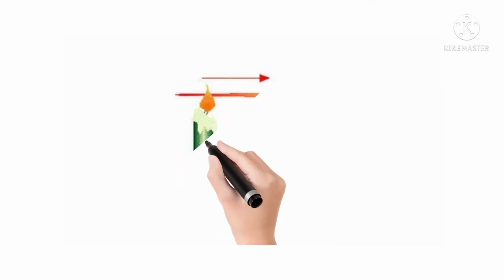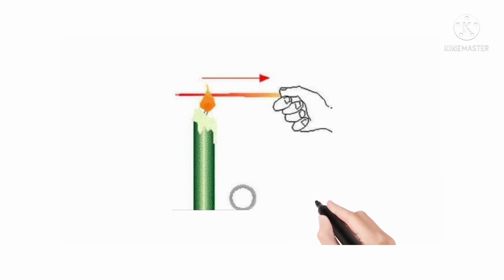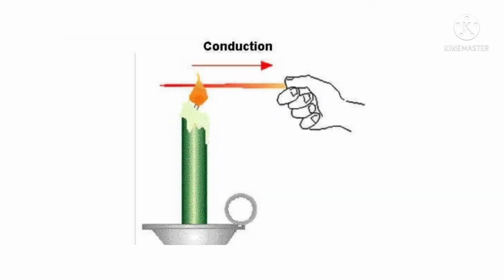Take a piece of stiff copper wire and hold it on the flame. Now see what happens. The other end of the copper wire becomes warm. Leave it for 2-3 minutes. After some time the other end of the copper wire becomes hot. This is because heat is transferred from the flame to the copper wire.